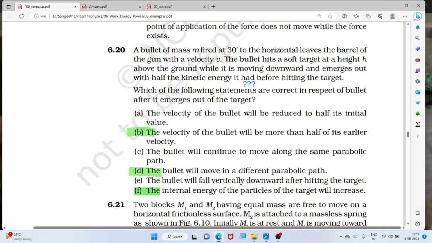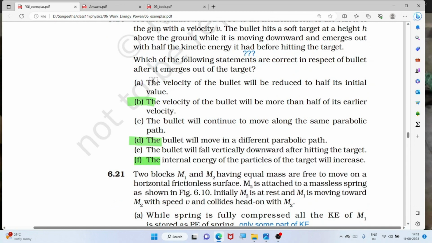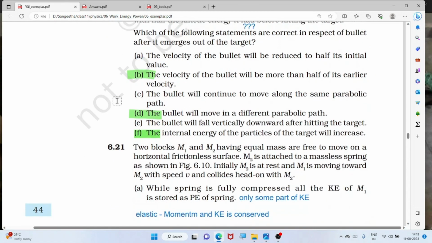A bullet of mass m is fired at this angle and it leaves the barrel. The bullet hits a soft target. You can go through this in detail here. This is the answer.